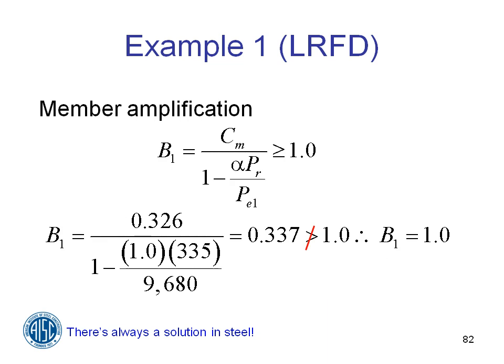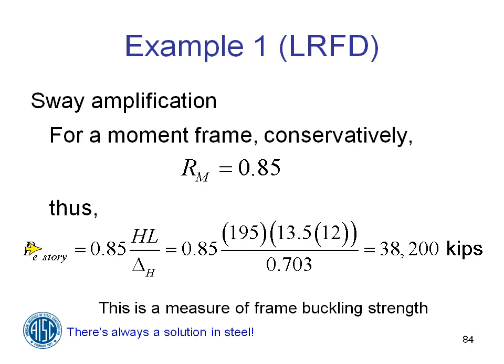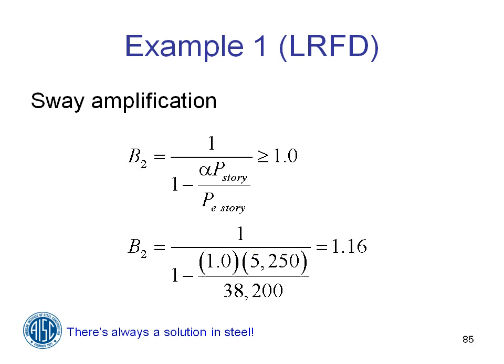Now when we get to the sway part, of course we have a different P story with different H, different delta H. But when we look at PE story, it turns out it's the same as it was for ASD because the ratio, 195 to 0.703, is a constant. It's a measure of the stiffness of the structure. And so our B2 turns out to be 1.16.